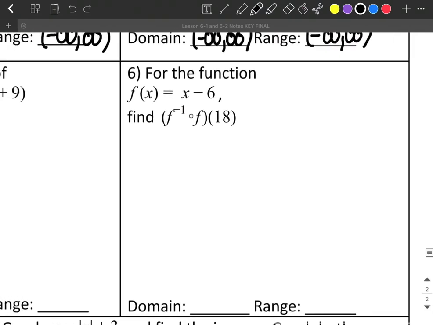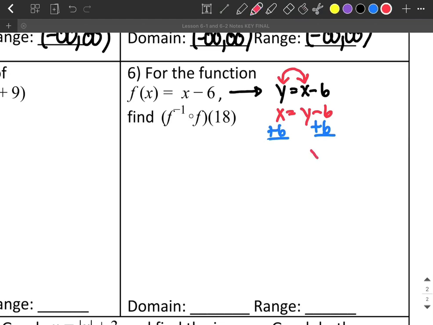So again, I want to compose this function and its inverse. And the first thing I need to do is find the inverse of f of x. I'm going to rewrite this as y is equal to x minus 6, because I want a y to be able to switch my x and y. Now I'm going to switch the x and the y. That gives me x is equal to y minus 6. If I add 6 on both sides, that y will be by itself, and that's what I want because y is my output. I get y is equal to x plus 6. So my inverse function is x plus 6.